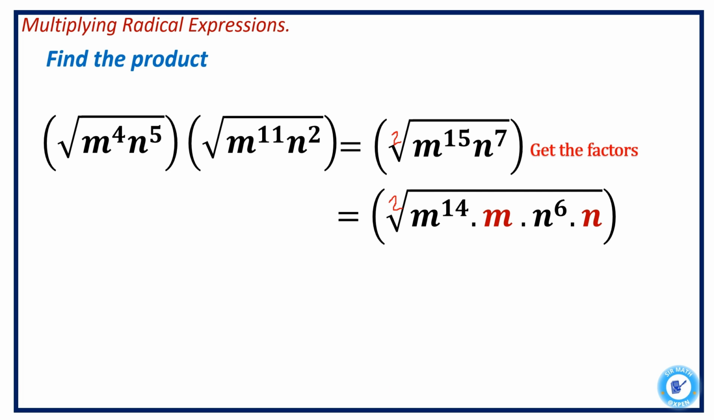To find their final answer, just divide the exponent by the index, that's 14 divided by 2, that's equal to 7. Then 6 divided by 2, that's equal to 3. Then write the remaining radicand inside the radical symbol.